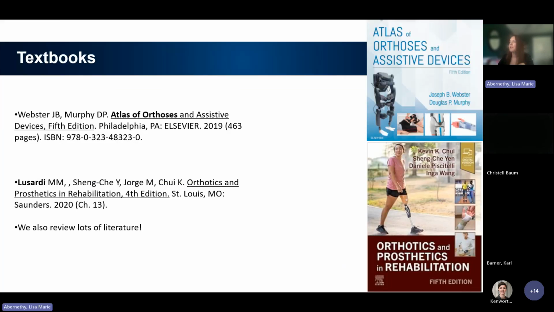For our textbook references, we use the Atlas, which has a new edition coming out this year, and the Lusardi. And we also review lots of literature. And so that is where I'm going to start us off with the actual content.